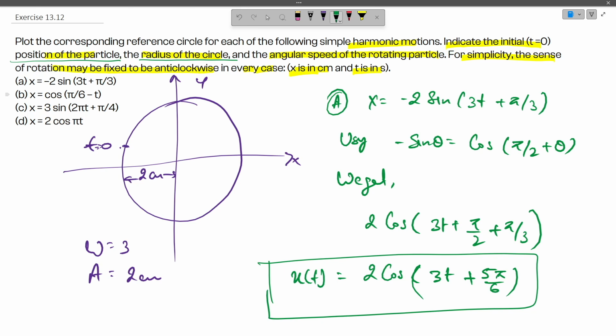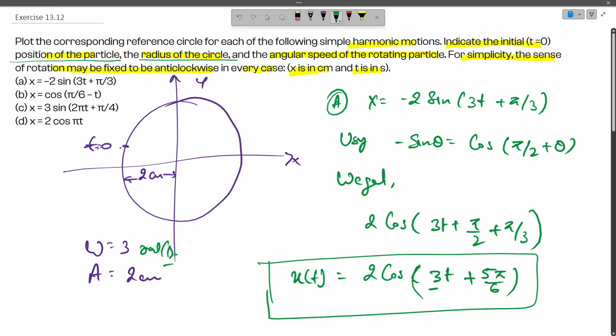So in the first equation we see x equals to minus 2 sin(3t plus pi by 3). So here we can use the identity minus sin theta equals to cos(pi by 2 plus theta). So here minus 2 sin(3t plus pi by 3) can be converted to cos theta by adding pi by 2. Now upon addition we see that the equation comes out to be 2 cos(3t plus 5 pi by 6). Here the coefficient of t would represent omega, or the angular speed, so it is 3 radians per second.